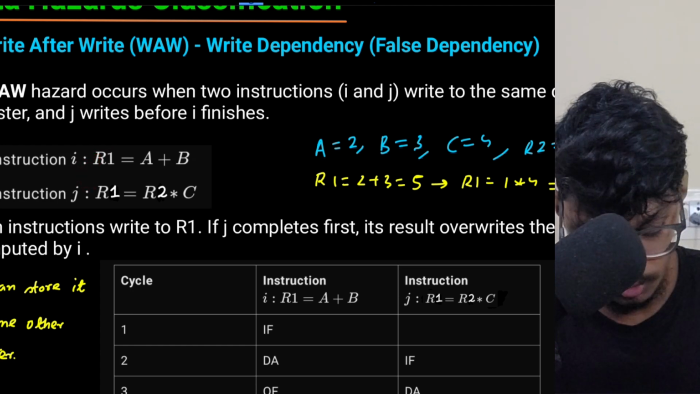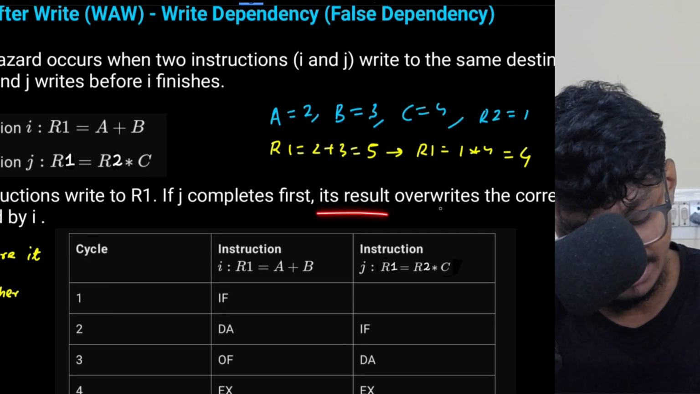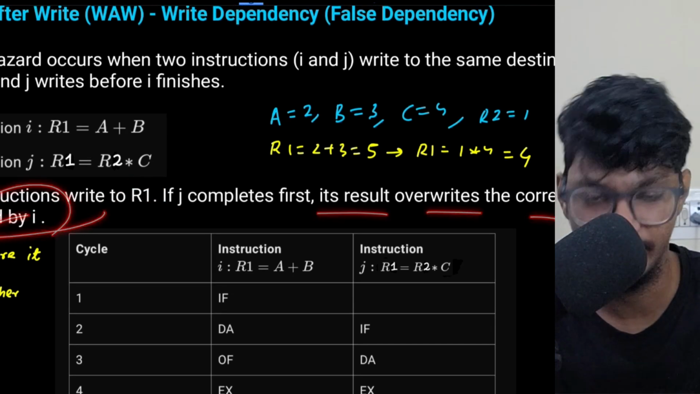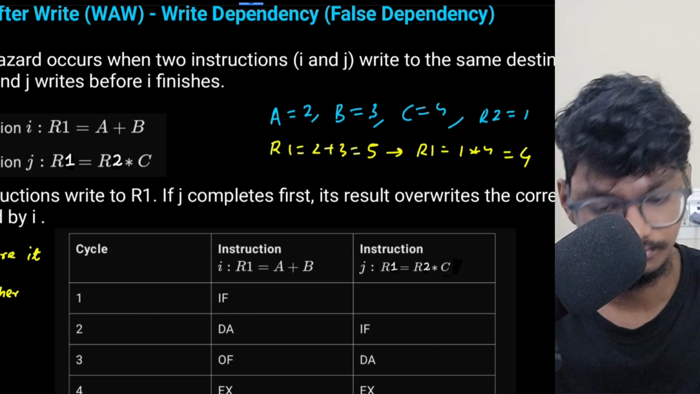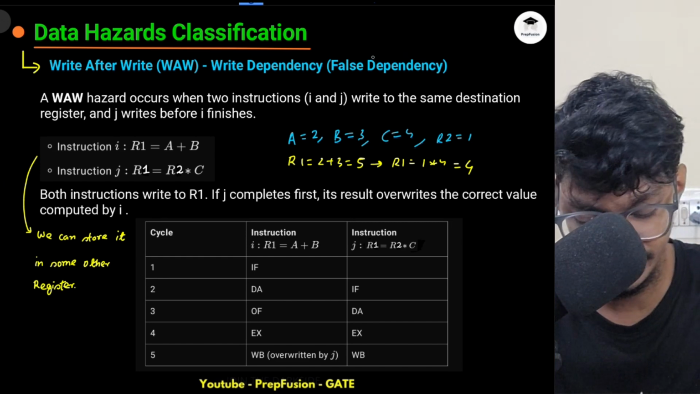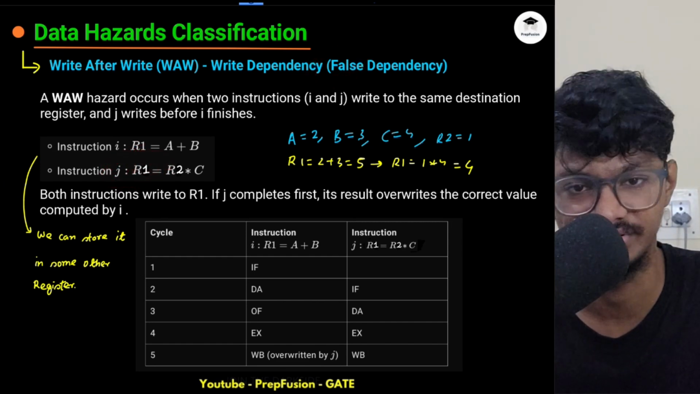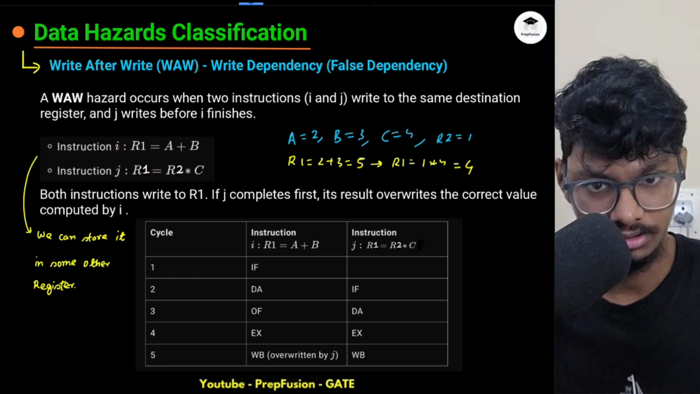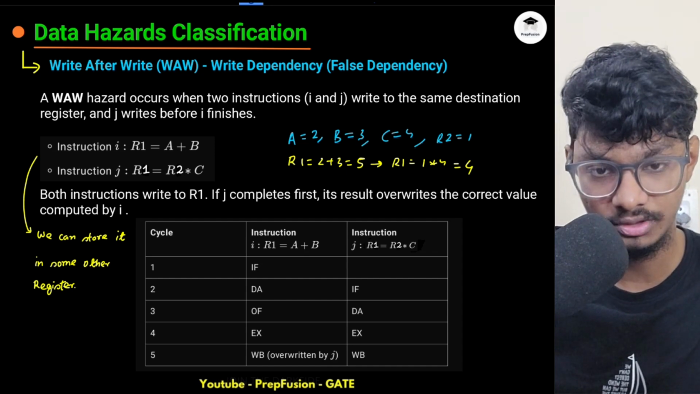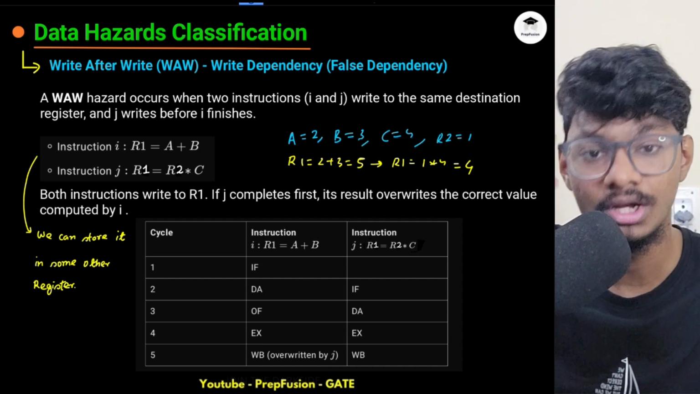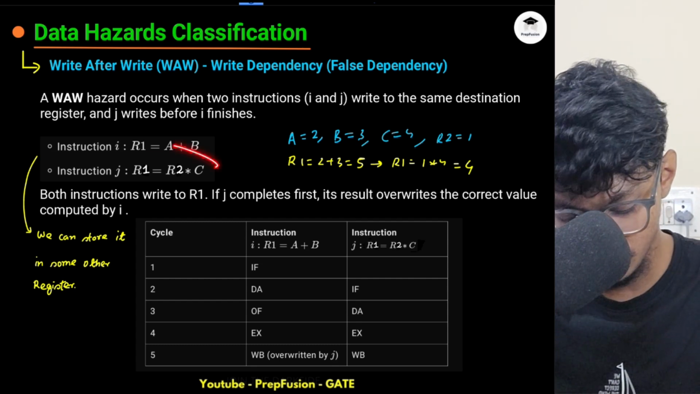Okay, so both instructions write to R1. If J completes first, then its result overrides the correct value computed by I. So do I care about this? No, I don't care about this. That's why this is known as false dependency, because the current instruction is not depending on the previous instruction. Yes, there are registers which are the same, operands used in the previous and the current instruction, but there is no actual, true dependency per se. This is false dependency because I don't care about this.